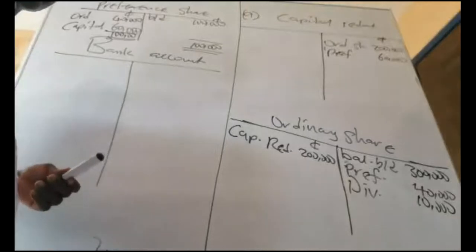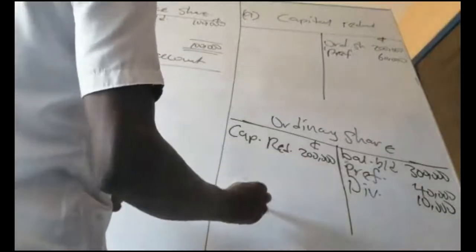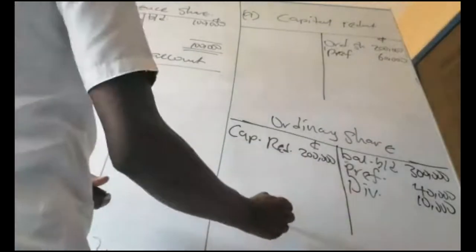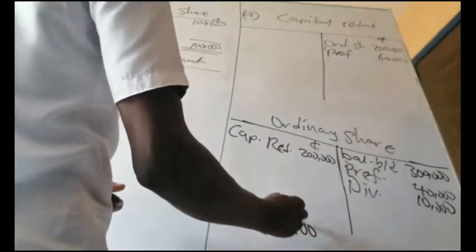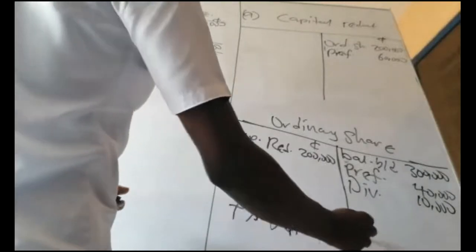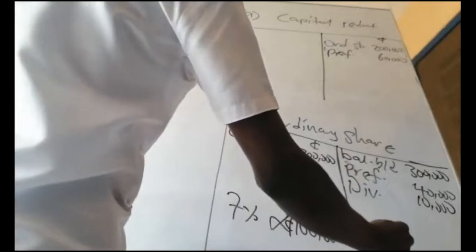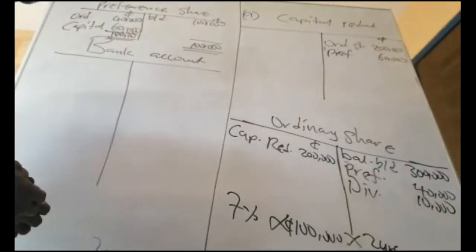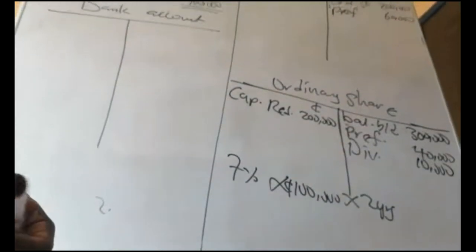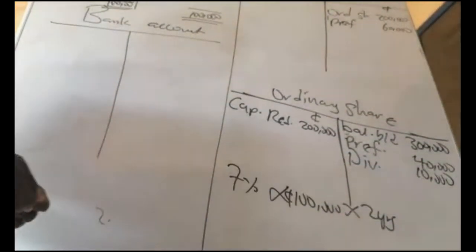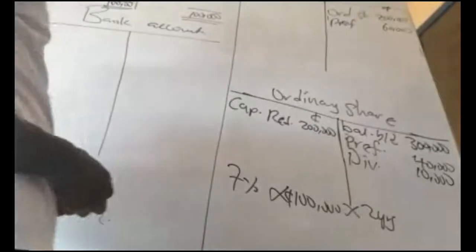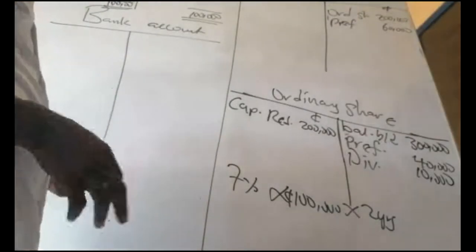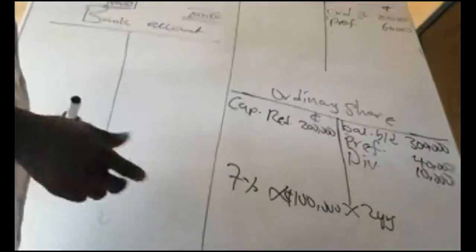Let's calculate the dividend in arrears. Their stake is 7% times the 100,000 value, times 2 years, because the dividend has been in arrears for how many years? 2 years. Why is the camera slanting my handwriting like that? Originally the handwriting is suffering, and the camera is adding more to it.